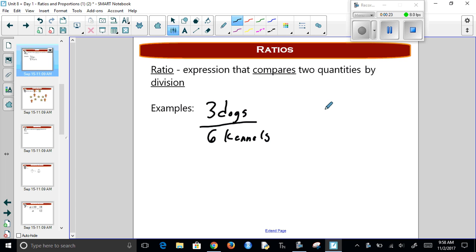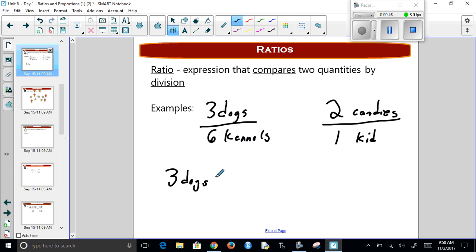We could have 2 candies per 1 trick-or-treater. So maybe reduce that to kid. So we're comparing two quantities, and division is the thing that we're comparing it by. Sometimes ratios are written 3 dogs, and then they use a colon to 6 kennels. I really don't care which way you write your ratio.